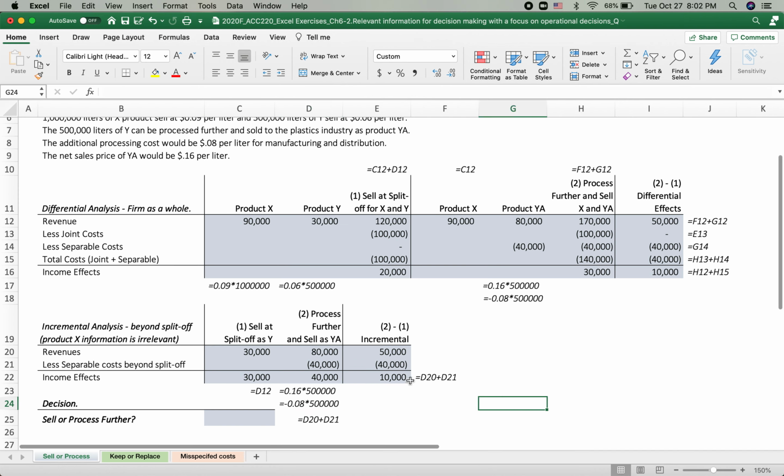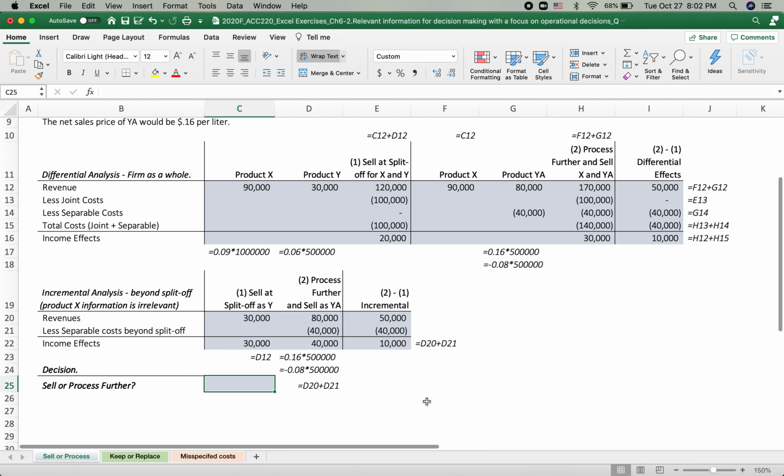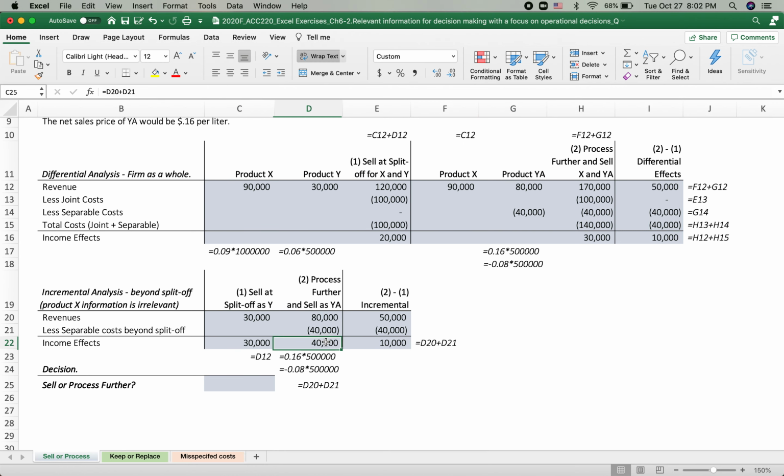Okay, then let's make a decision: sell or process further. Definitely we can make more income by $10,000 than the other, right? So we have to process further. Okay, there you go.